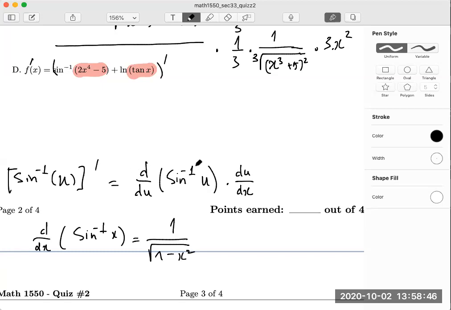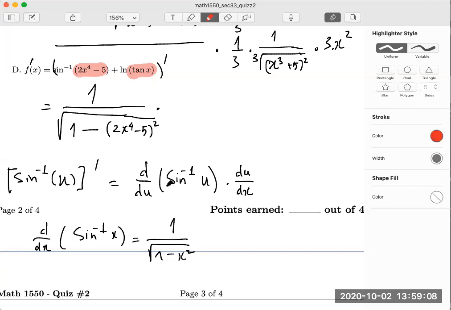If it is the variable u, it means that this one will be 1 over the square root of 1 minus u squared, which is 2x to the 4th plus 5, and then squared. That is the first derivative here, okay? Multiply with u prime, which is, very good.